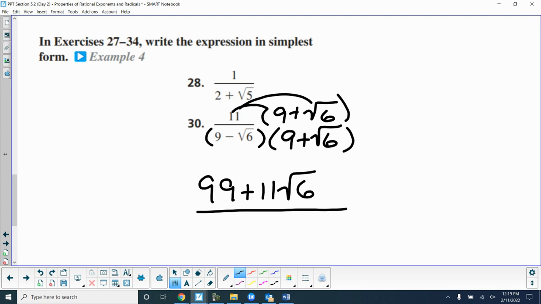What happens to the 9s? 81. What happens to the outside and inside? They cancel, right? And what's something times itself? Square root of 6 squared. Let's put it that way, square root of something squared. That's how I should have said it. 36, but itself, right? What is 81 minus 6? 75. That's where that came from. Okay?